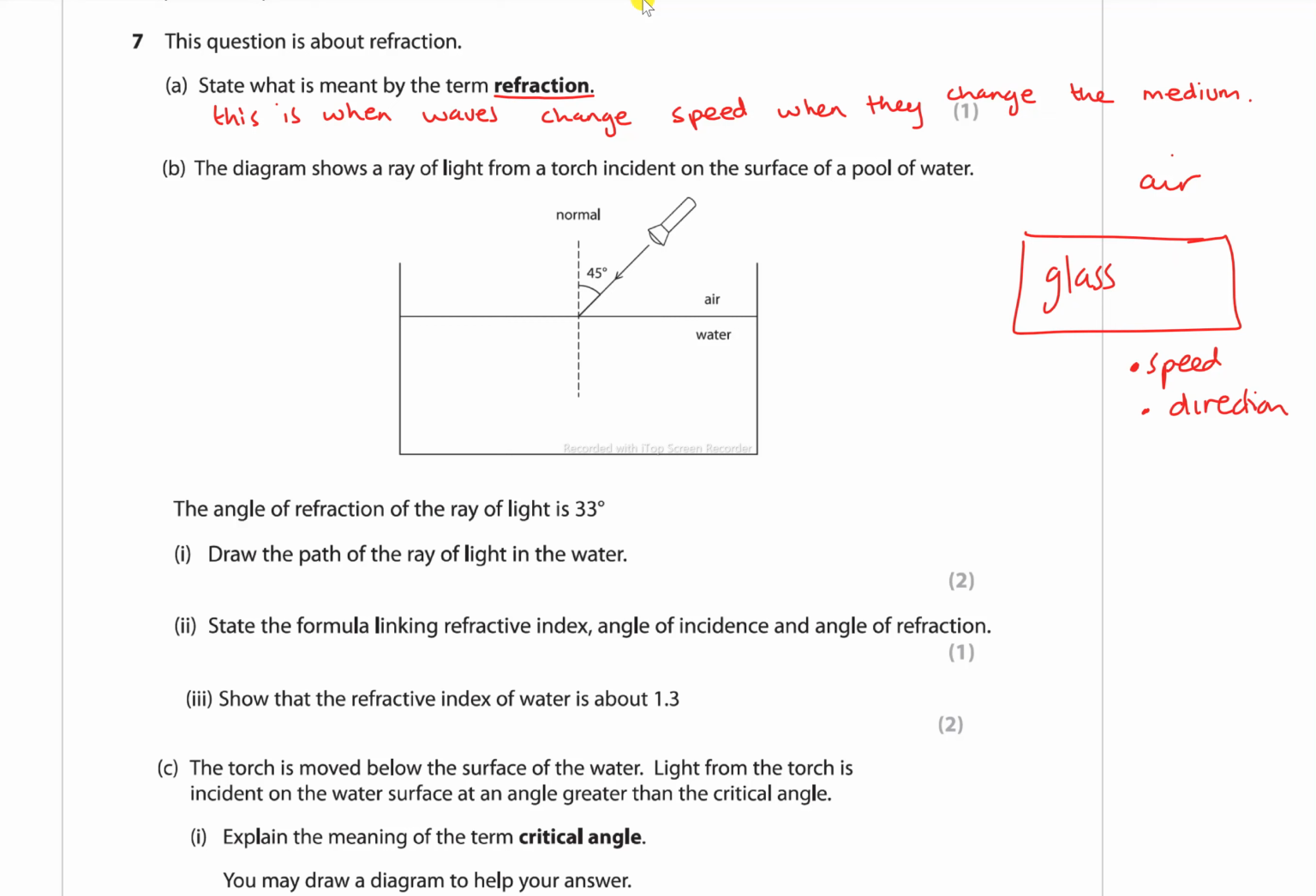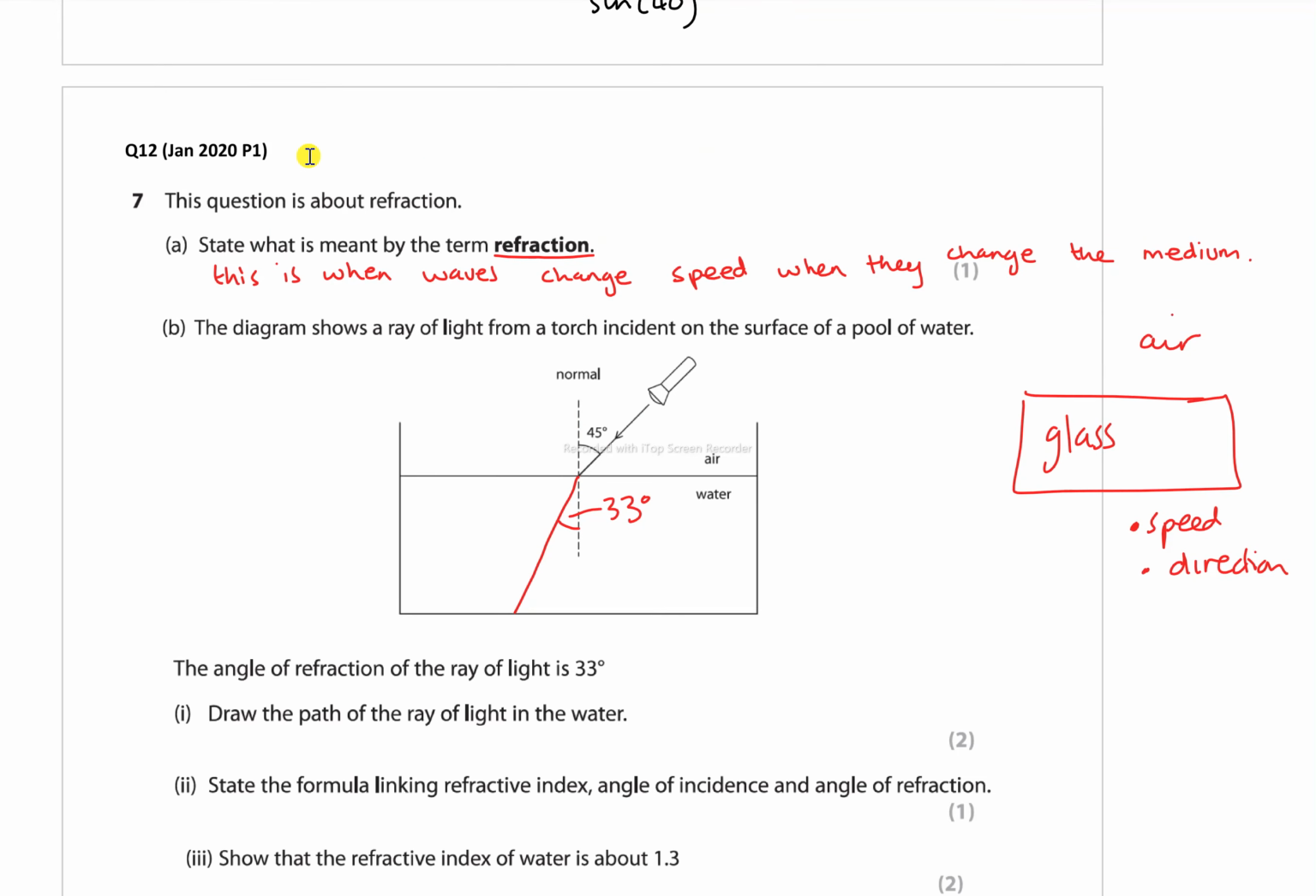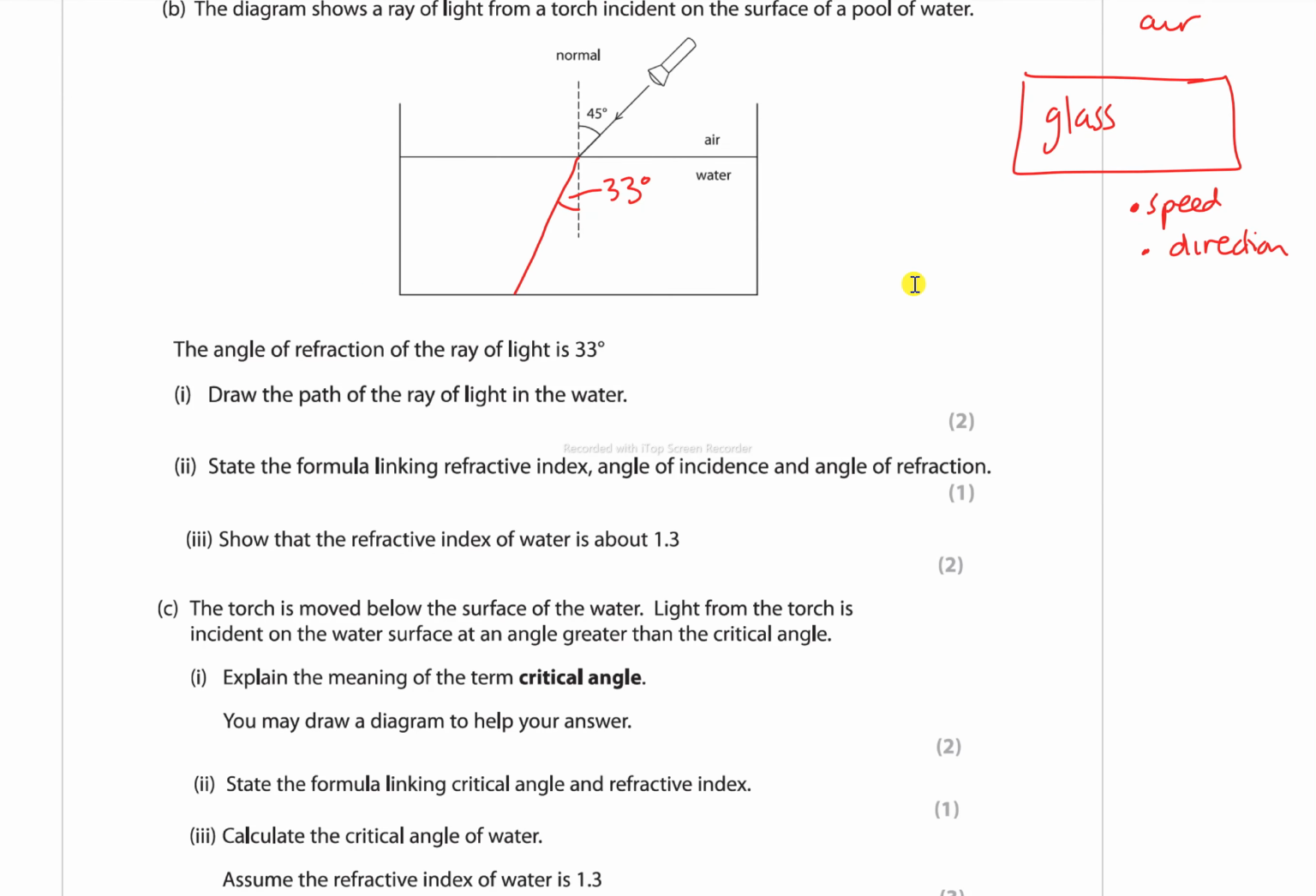So what they're saying is this angle here, you have to measure it, 33 degrees. This is a good question, this. It's January 2020, paper 1. The question here is on this worksheet, but the actual question on the paper is question 7. It's a really good question. Print it out and physically do this.